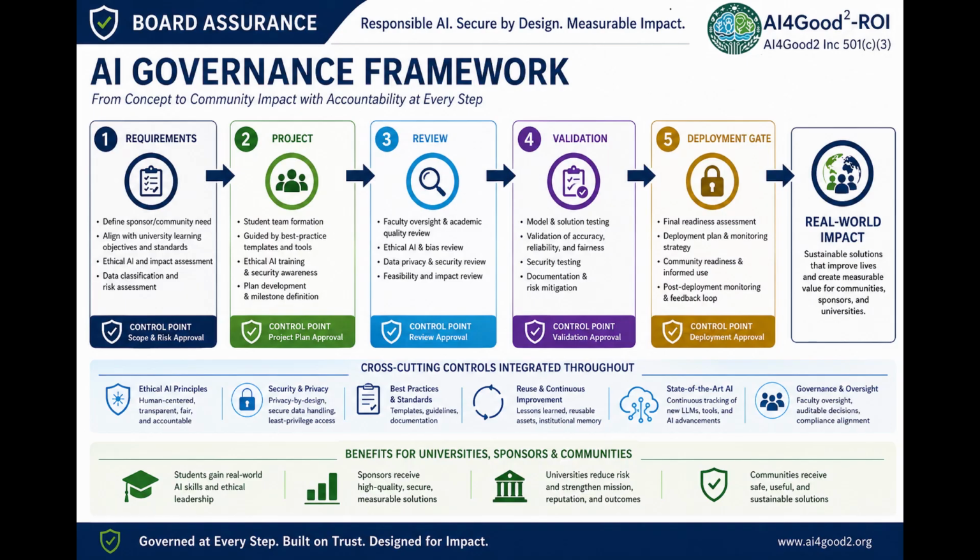We then move to the deployment gate. This is the final readiness assessment before real-world use. AI4Good Squared reviews deployment plans, defines monitoring strategies, and evaluates community readiness. This includes ensuring that solutions are appropriate for the environment in which they will be used, and that they can be sustained over time. This stage represents institutional accountability.